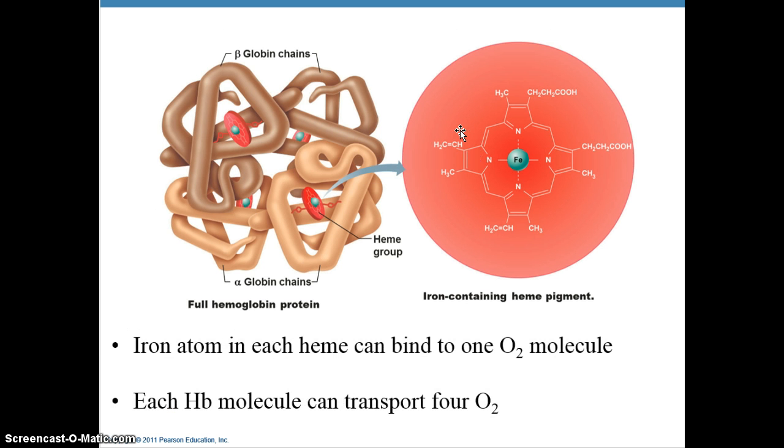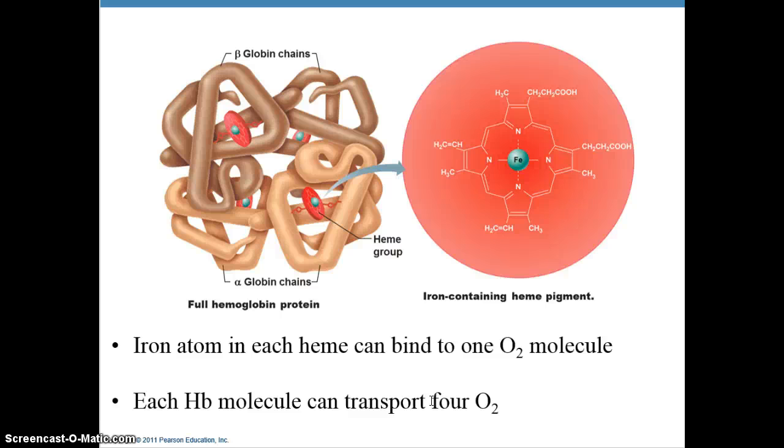So each of your hemoglobins has 4 of these heme groups. Each heme group can bind up to 1 molecule of oxygen, so each molecule of hemoglobin can bind up to 4 molecules of oxygen. And then just remember, there are countless billions of hemoglobin molecules inside of every red blood cell, but each molecule can carry up to 4 molecules of oxygen.